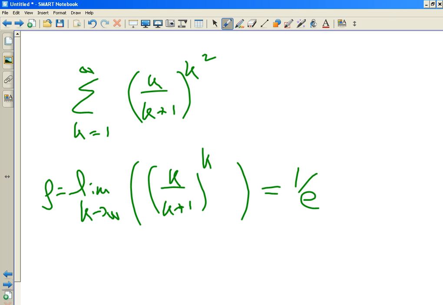So what's your conclusion? Therefore convergent by ratio test. Oh, sorry, it was a root test, you're right. By root test, because rho was again less than 1. In fact, it was the same rho. Okay. So what would you do in this case?